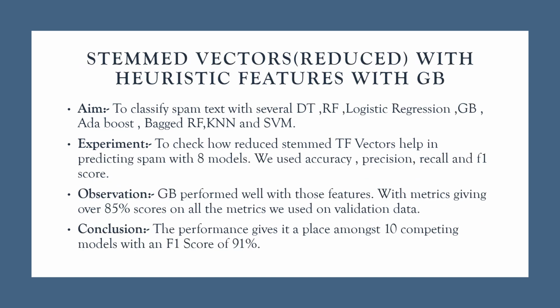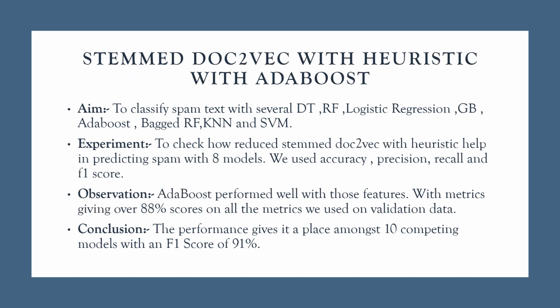Gradient boosting method on stemmed vector reduced gave us an F1 score of 91% and recall of 85%. F1 score is actually slightly lower than that of logistic regression. We fitted AdaBoost model on stemmed doc2vec model with heuristic features. We got an F1 score of 91% and recall of 88%.